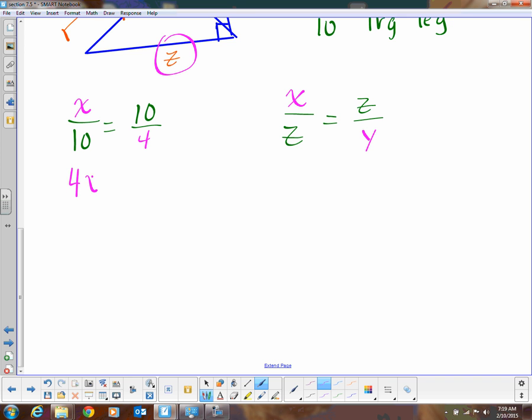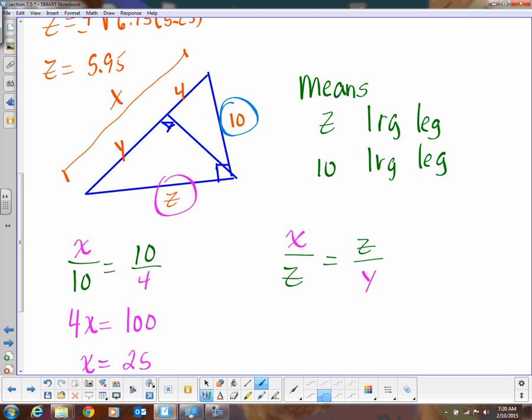We have 4x equals 10 times 10. We divide by 4. What's 100 divided by 4? Okay, so x is 25. So that means, let's come back up here. This means that my whole hypotenuse is 25. If this part is 4, and the whole thing's 25, what is this? 21. So now when I come over here, I need x, which is 25. I need y, which is 21.